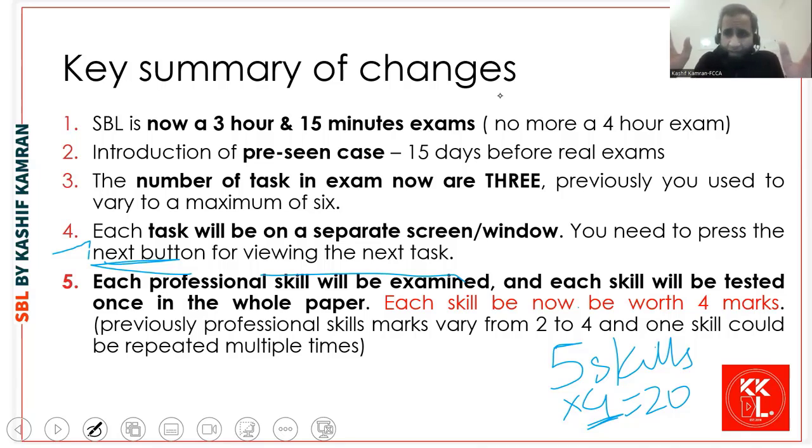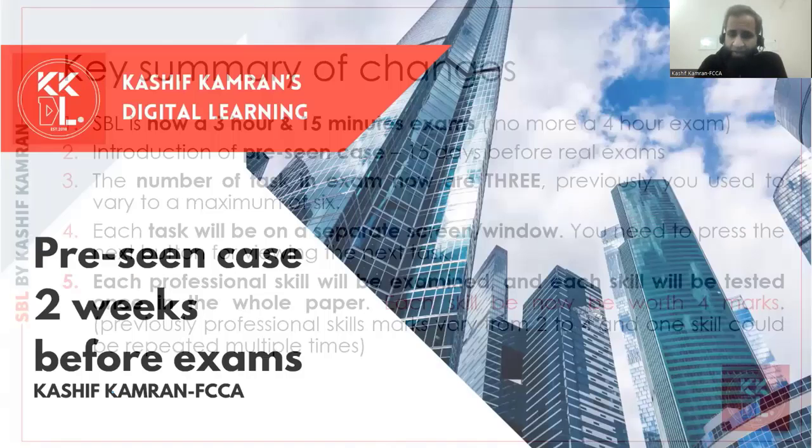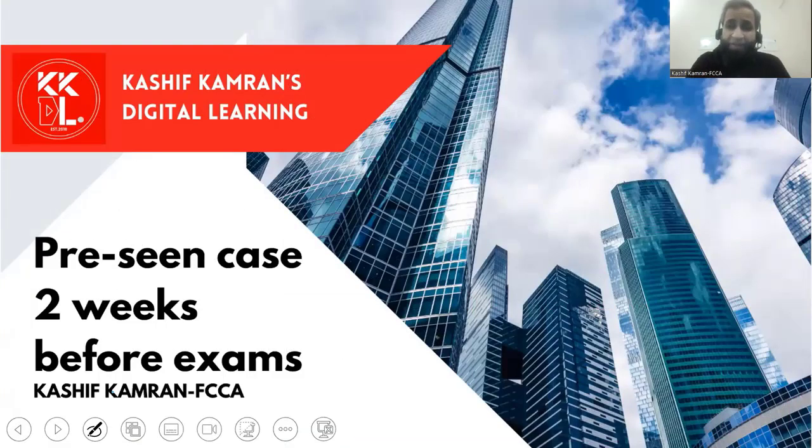Okay, so I hope you're familiar with the key summary of changes ACCA has tried to introduce since September 23. Now let's get to the pre-seen case, and let's discuss something about it, because there were some questions from students around pre-seen which I need to answer as well. The pre-seen will be released 2 weeks before the March 24 exams and 2 weeks before the June 24 exams. Now, how would you access the pre-seen? What is your responsibility and what is my responsibility on the pre-seen case, which will come 2 weeks before the exam, which is one of the biggest changes since September 23, right?